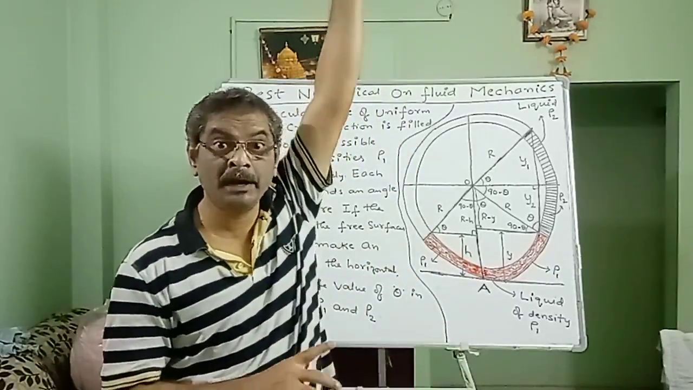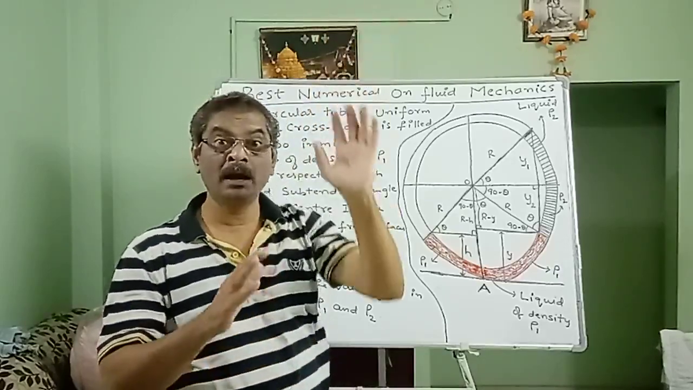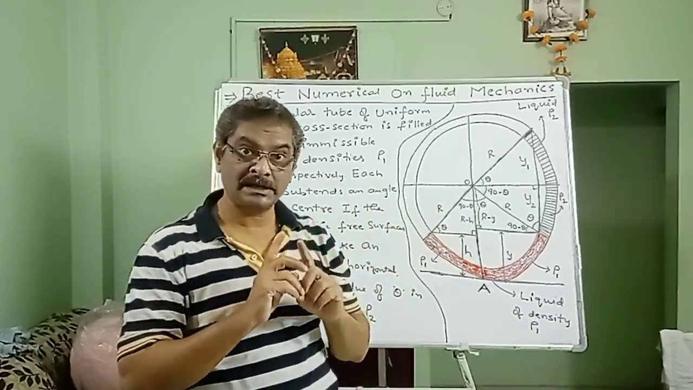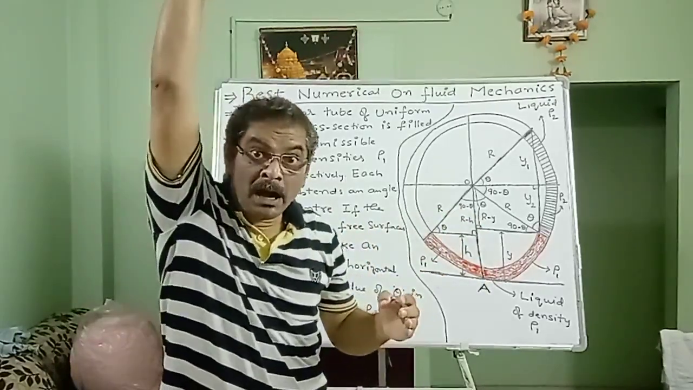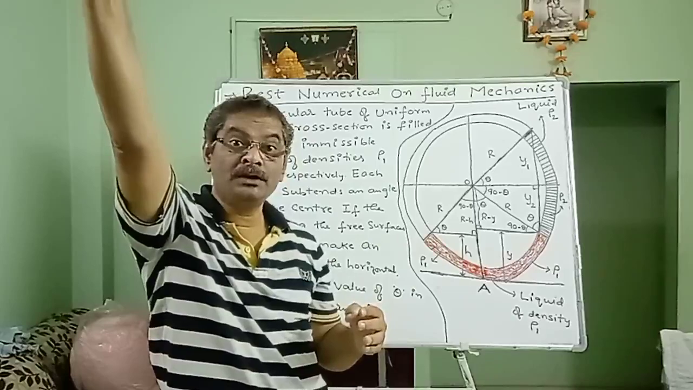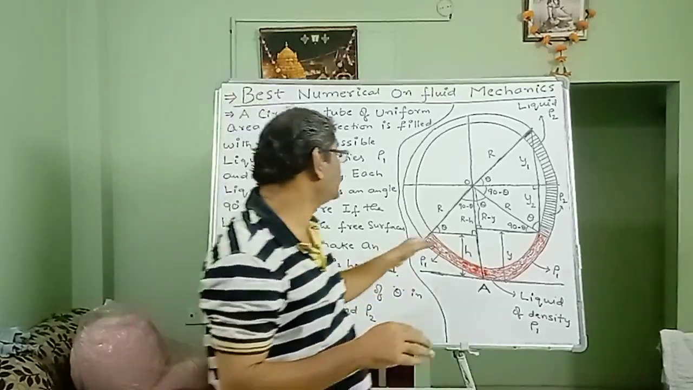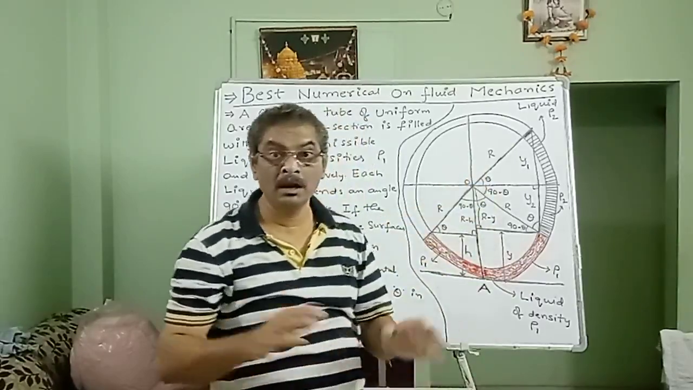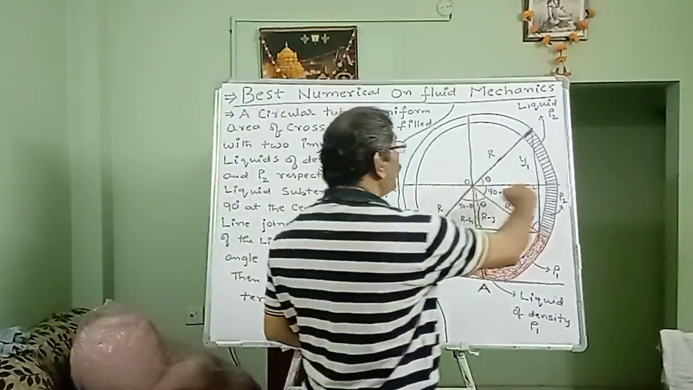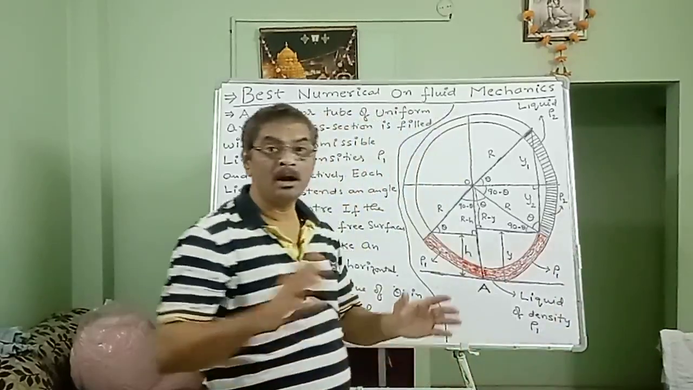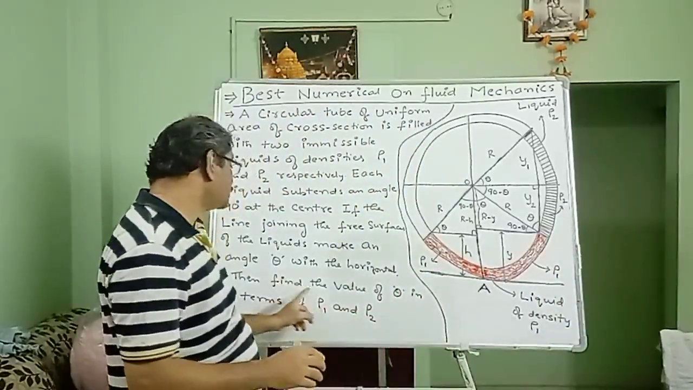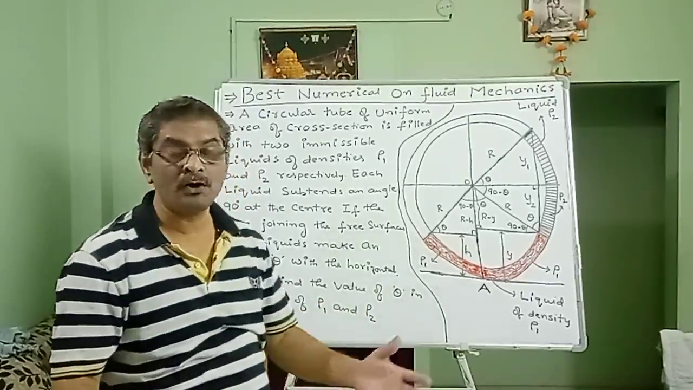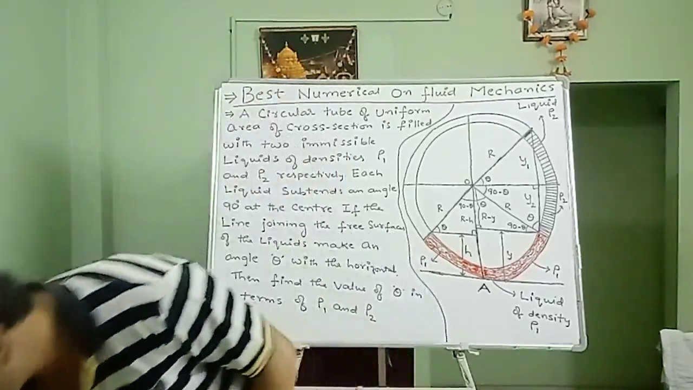If each liquid subtends an angle 90 degrees at the center, and if the line joining the free surfaces of the liquids makes an angle theta with the horizontal, then we are supposed to find the value of theta in terms of ρ1 and ρ2.